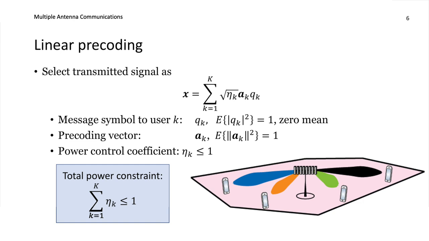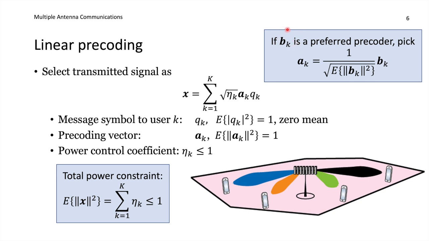In this video, we will consider fixed values on the eta_k's, but in a later video, I will consider how we are optimizing them as well. Right now, the precoding vectors can also be arbitrary. We will look later at certain ways of selecting them. And in general, if we somehow figure out that a particular vector, b_k, is a preferred precoder, then if it's not satisfying this power constraint, well then we can scale it by dividing every term by the square root of the expected norm of this vector. And in that way, we will rescale everything so that a_k, this new scaled precoder, is satisfying this constraint.